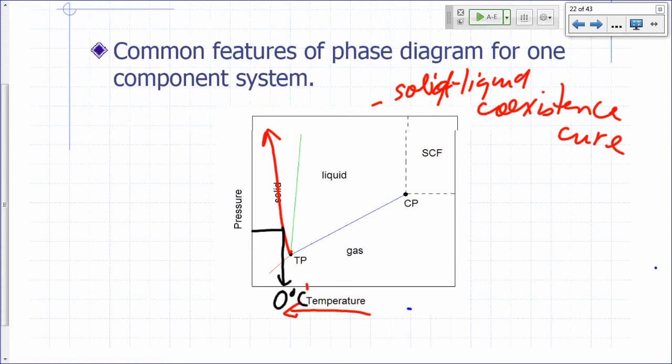Now, if you were to raise the pressure on the ice, you would actually be able to get it to melt, lowering the melting point slightly. This is a very steep curve, so this is a very slight change in the melting point if you increase the pressure on the ice.